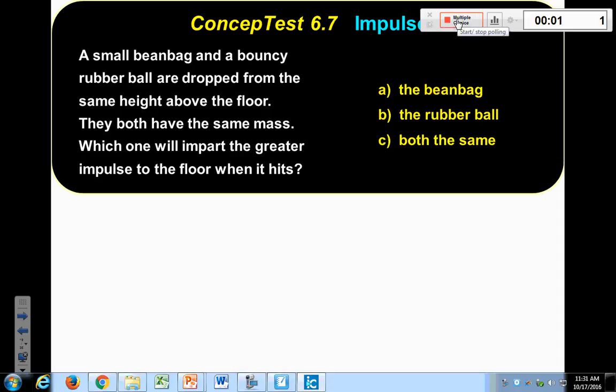A small beanbag and a bouncy rubber ball are bounced from the same height above the floor. They both have the same mass. Which one will impart the greater impulse? Remember, the impulse is the change in momentum. Impulse is change in momentum. They're both vector quantities.